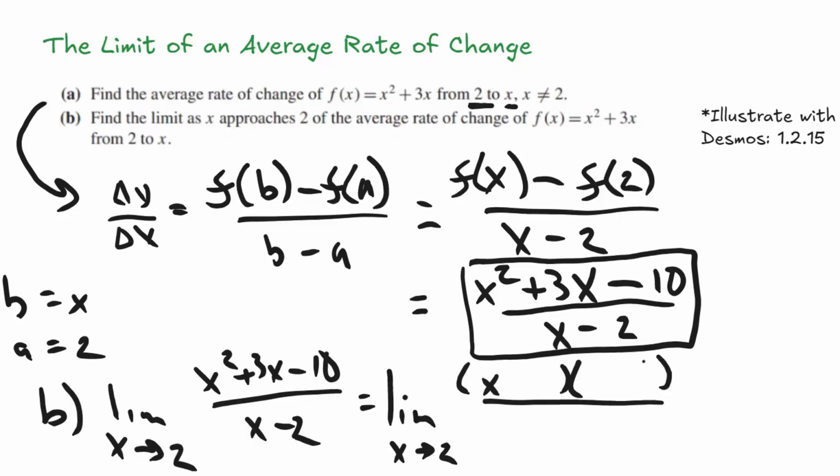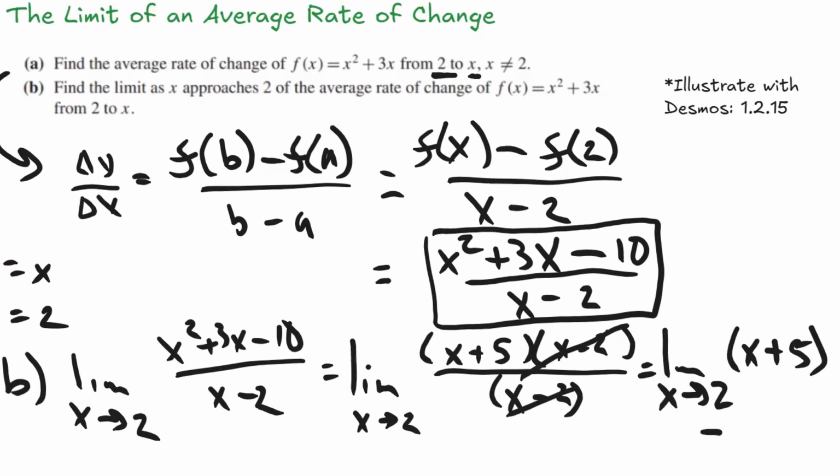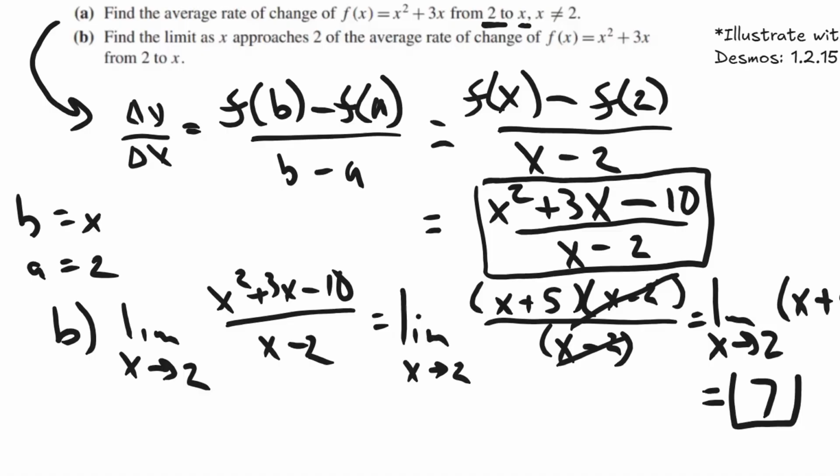So I need factors of negative 10 that add to 3. So (x + 5)(x - 2) over the factor x - 2. And the x - 2's will cancel. So now I can take the limit as x approaches 2 of x + 5. And as x approaches 2, this limit is equal to 7.